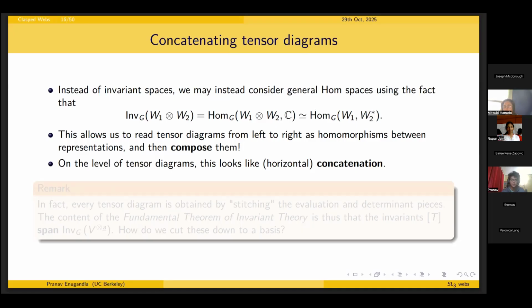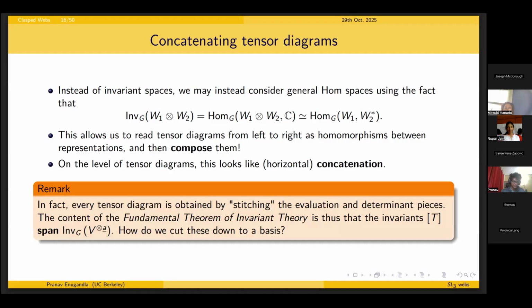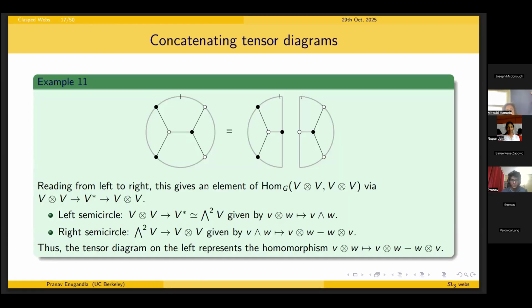And on the level of tensor diagrams, I should think of this as just gluing two graphs together. So I'll have a picture somewhere, which I'll show you, but very classical invariant theory tells you that every invariant that you're ever going to get is going to be obtainable by gluing together these two fundamental pieces I told you about, which is pairing V with V dual and taking the determinant. So the fundamental theorem of invariant theory tells you that every invariant comes from just gluing these two pieces together. So this is what I mean by concatenating.